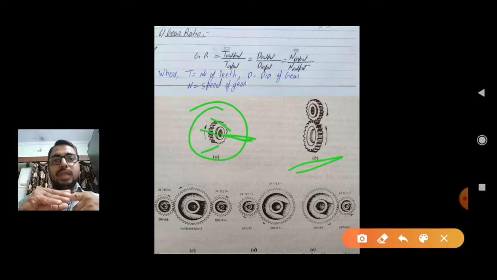And if these teeth are cut at an inclined position, at a certain inclination to the axis of the shaft, then this type of gear is known as a helical gear. In a helical gear, as the name represents, a helix is maintained, meaning a certain angle is maintained.